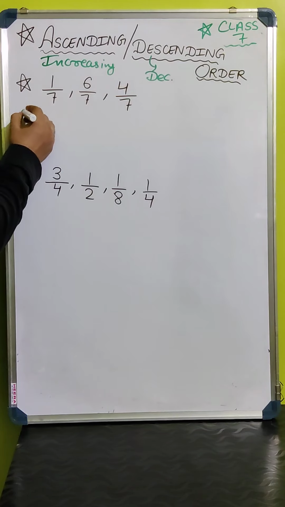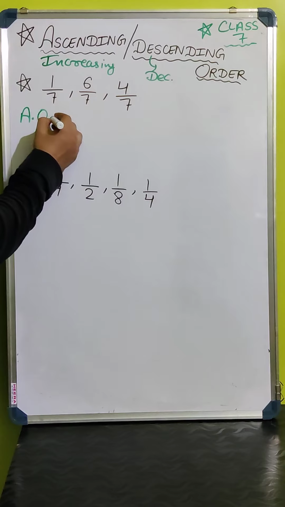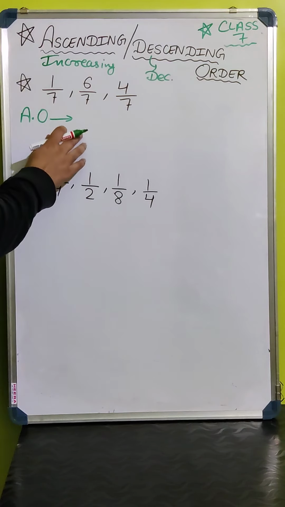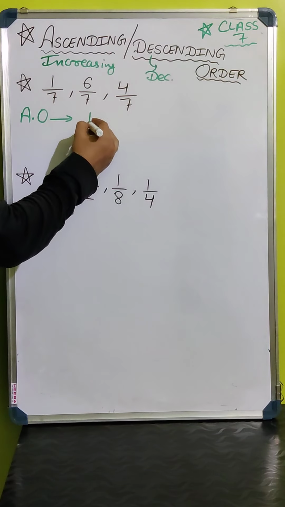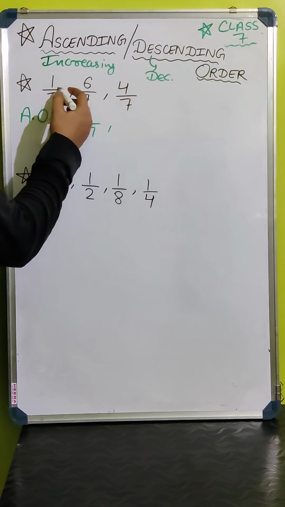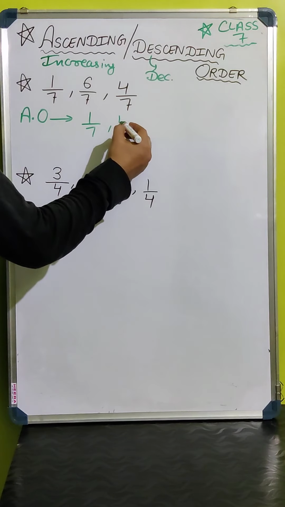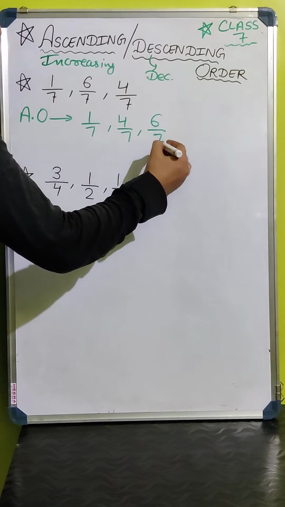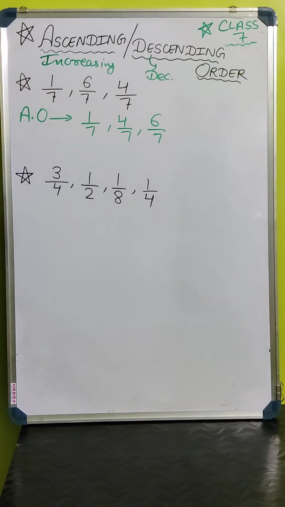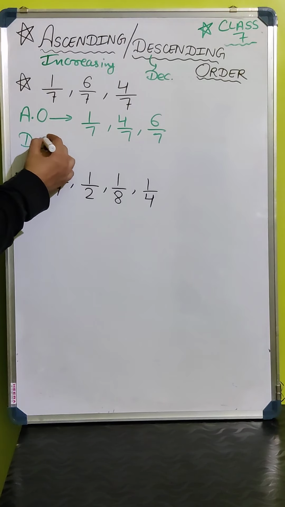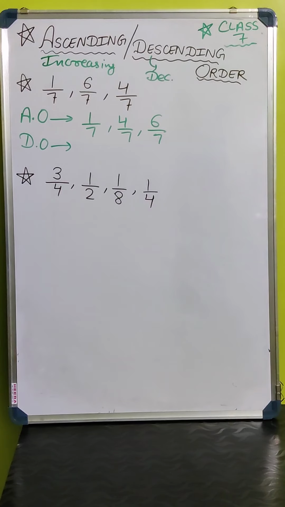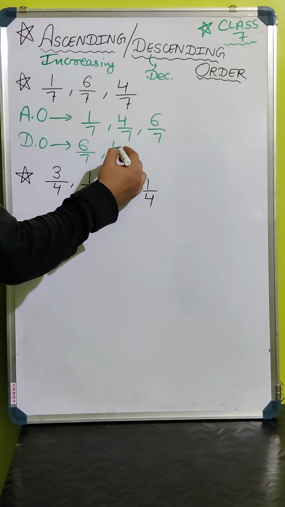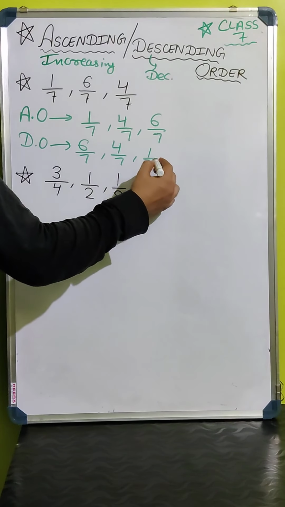First I will write the ascending order. In the ascending order, I have to write the smallest number. Which one is the smallest here? That is 1 by 7. Now after 1, what should it be? It should be 4 by 7, and the next number will be 6 by 7 because 6 is the largest number. And just reverse it for the descending order. You will write the largest first, that is 6 by 7, then the middle one, then the smallest one.